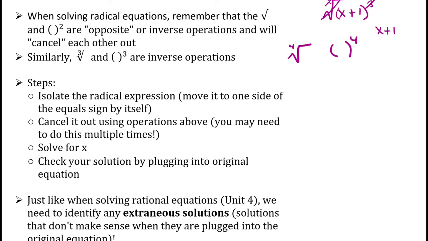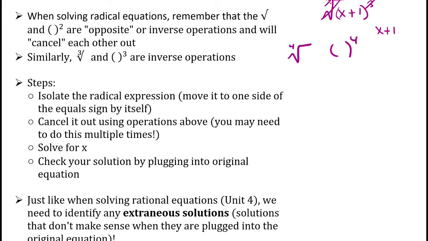All right, so now what are the steps to solving? First step is to isolate the radical expression, so move it to one side of the equal sign so that it's all by itself. Then you want to cancel it out using the operations above. You may need to do this multiple times depending on the equation that you're dealing with.